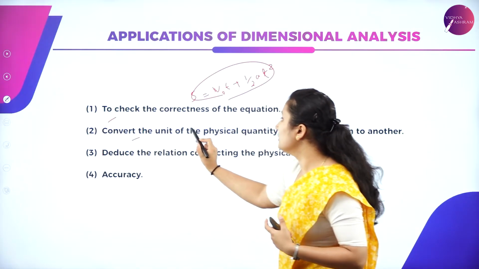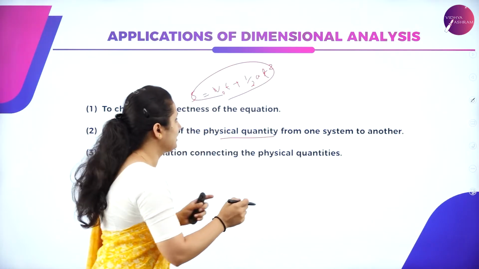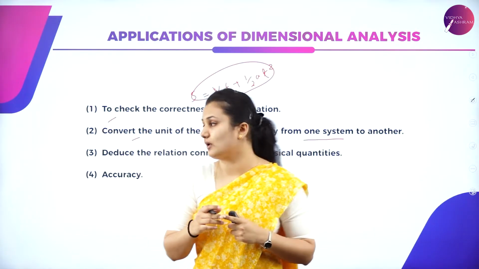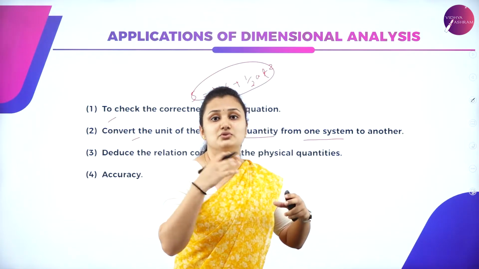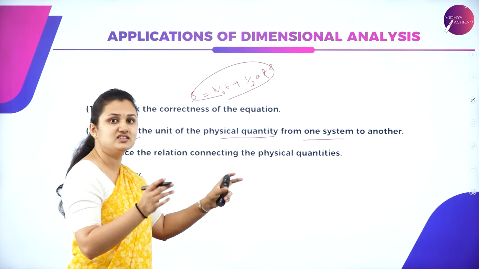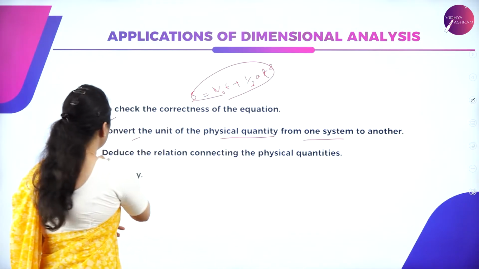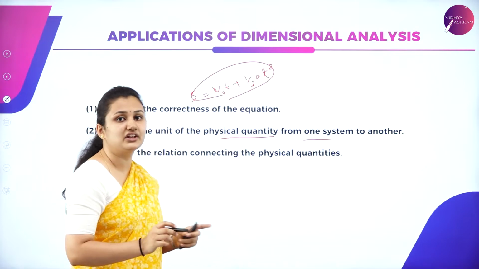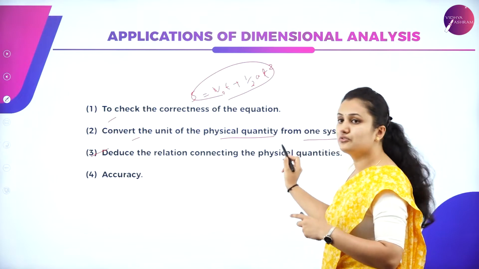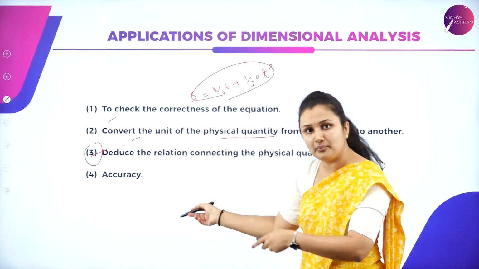Next, to convert the unit of a physical quantity from one system to another. That is, to convert the unit of a physical quantity from CGS to FPS or CGS to MKS, from one system to another. Third, we have to deduce the relation connecting the physical quantities. We'll solve a numerical based on the third point in our upcoming slide.